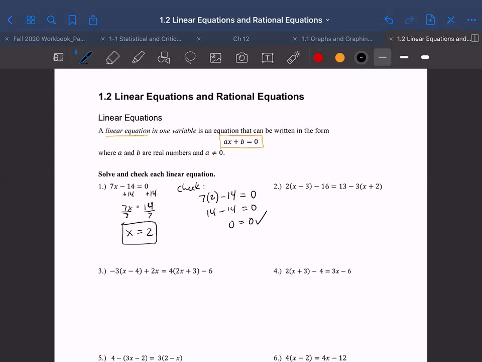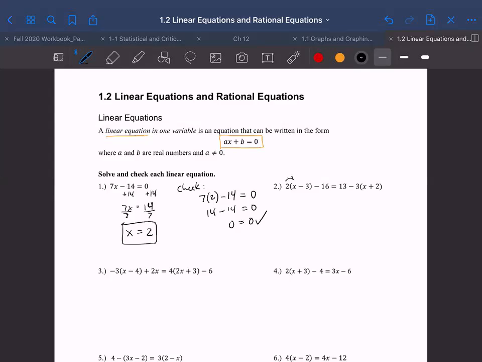We can check that off. That one works. The next one, we're going to want to go through and actually do some distributions and try and solve for x. So the first thing we want to do is just distribute everything through our parentheses so that we can get x by itself.